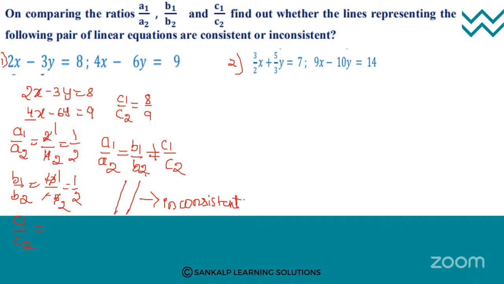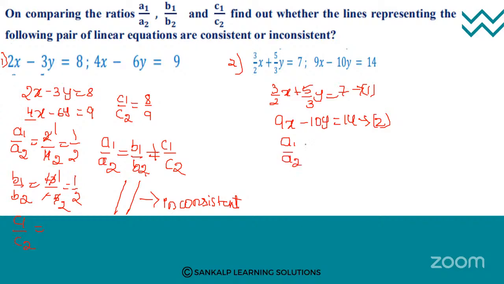Next, 3 divided by 2 x plus 5 divided by 3 y is equal to 7. This is equation number 1. And 9x minus 10y is equal to 14. This is equation number 2. Now, compare A1 with A2. A1 value is 3 divided by 2, divided by 9. 3 ones are 3, 3 threes are 9. Transfer this value to this side. So 1 divided by 6 you will get.